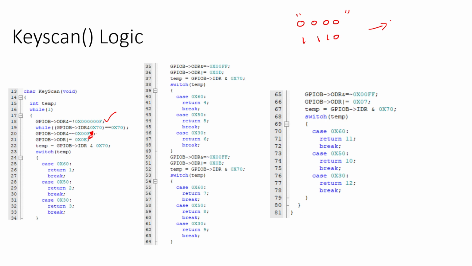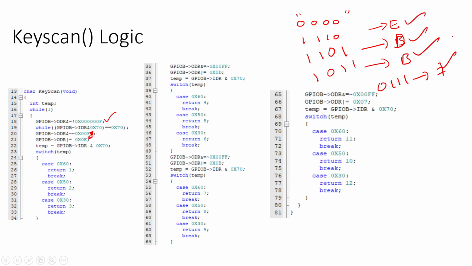So this will be E, and if you shift a row a little further, this will be D, then 1011, which is B, and finally 0111, which will be 7. So E, D, B, 7 are the values that we will be loading into our rows in order to disable row by row and check the columns and know which key is being pressed.